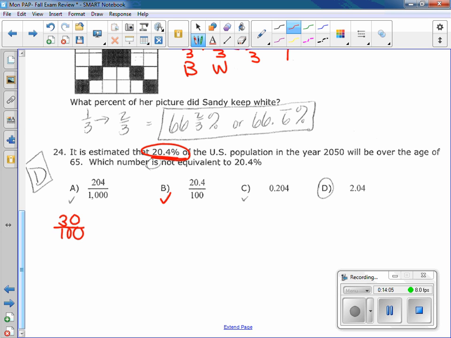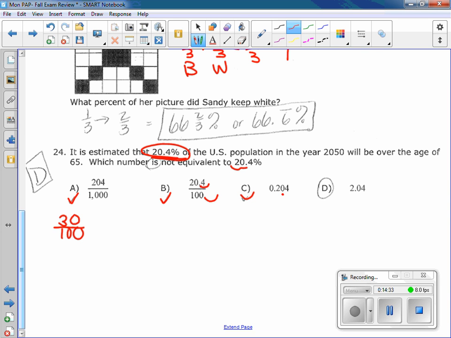No. From here, we would take this decimal and move it over once, which is where this answer came from. This became 204, and that became 1,000. And then this one, if we did turn it into a decimal, as you suggested a minute ago, we would move the decimal place twice, which is the same thing as dividing by 100, and you get this answer. So this is the only one that does not work.